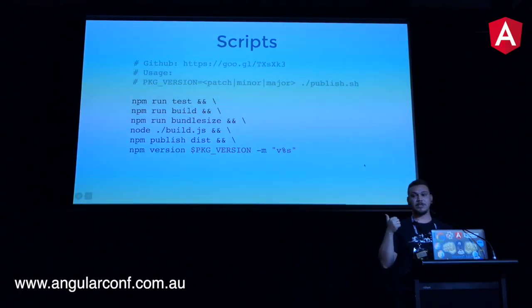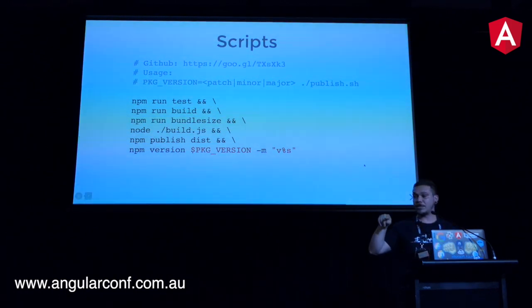This is an example of a real application, a real component that's there. It's using a shell script to do the publish. As you can see, it's running the test. After that, it runs the build, and runs the bundle size check to see how big it is. Then it uses something to build and publish. After that, it creates a version and creates a tag. Another example.